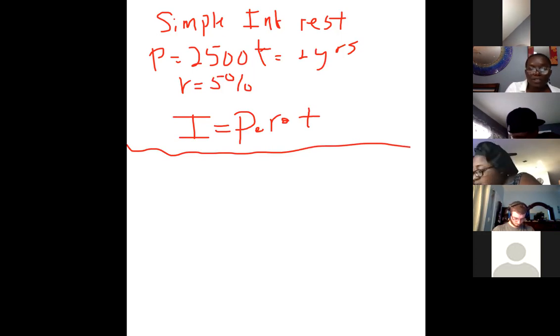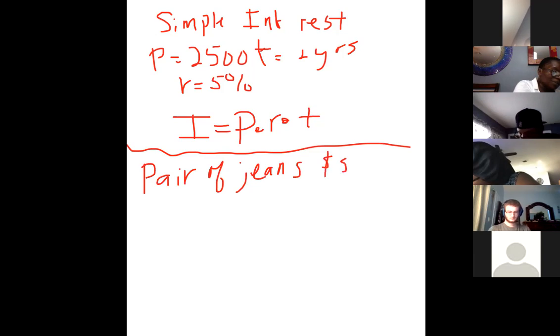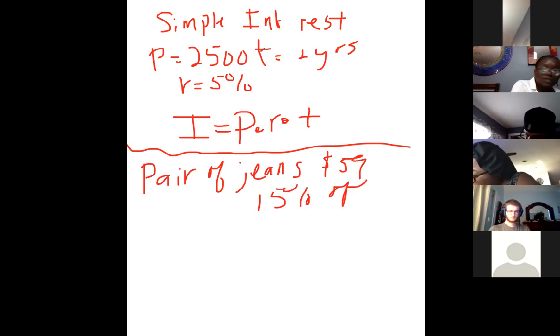Next question. All right. A pair of jeans. This one is multiple choice. A pair of jeans with an original price of $59 is on sale at 15% off. And your job is to figure out the sale price. What's the sale price of a pair of jeans?